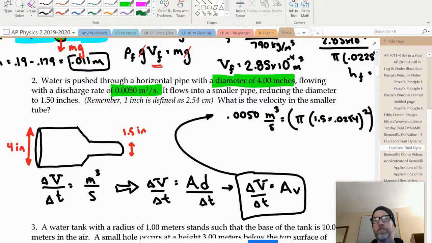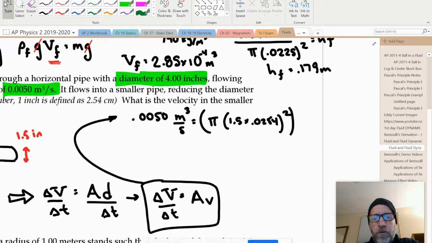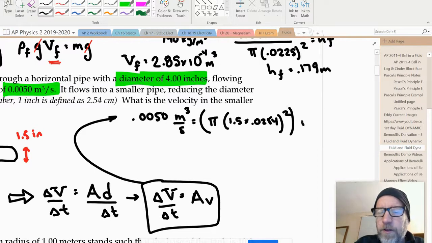How do you feel about that? Take a second. Thank goodness you guys are AP Physics 2 students and you get math. If you back up a little bit, I got volume per second equals the area times the little v, the velocity. I plug it all in.